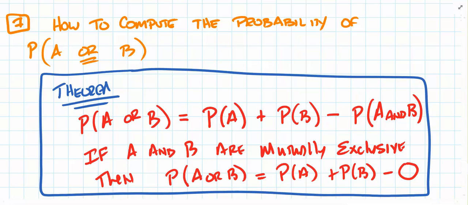Because if they're mutually exclusive, then the probability of having them occur together is 0. And it's worth talking about that. If A and B are mutually exclusive, then I get a 0 on the back end of that.